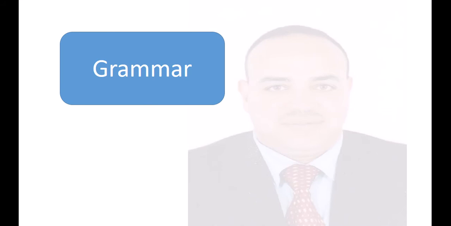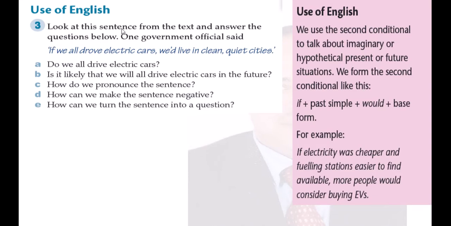Let's start with grammar points, please. Here, before starting, let's remind you of what we have studied. Use of English: we use the second conditional, if, to talk about imaginary or hypothetical present or future situations. We form the second conditional with if plus past simple, and the other side of the sentence, would plus infinitive. For example, if electricity was cheaper and fueling stations easier to find, more people would consider buying EVs.